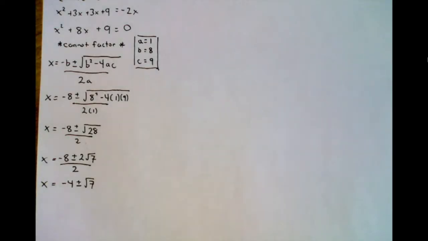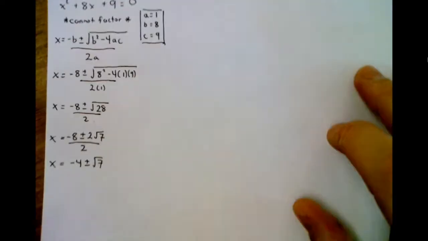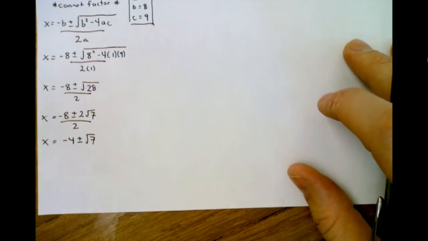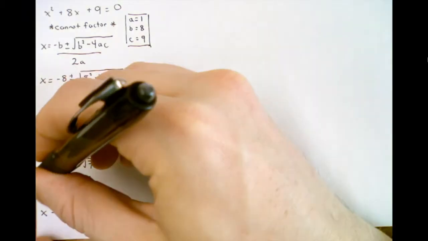And now we can express our two exact solutions. Our exact solutions would be, our first one, x equals negative 4 plus root 7, and x equals negative 4 minus root 7. Those would be our two answers.